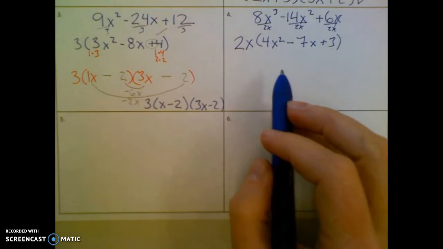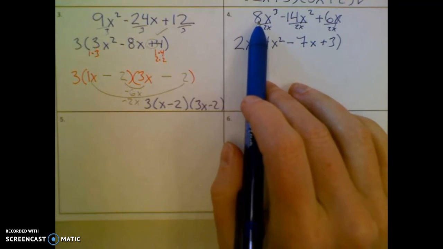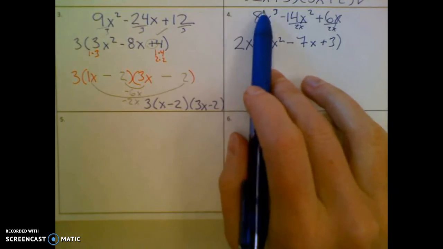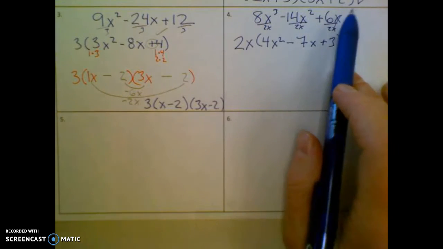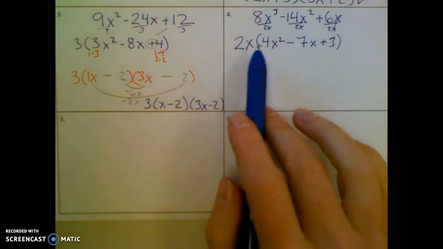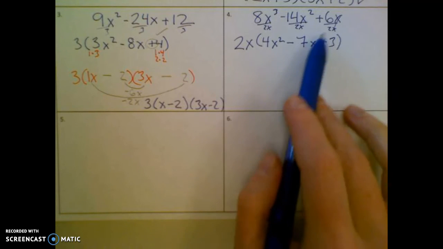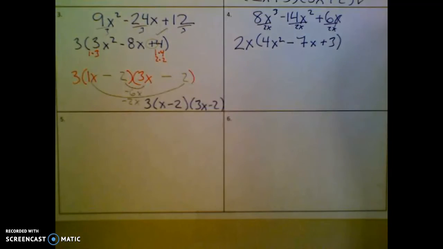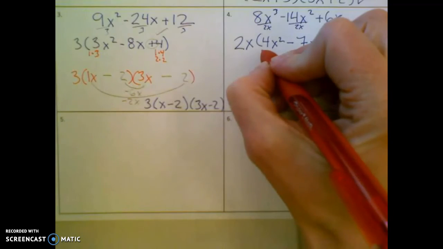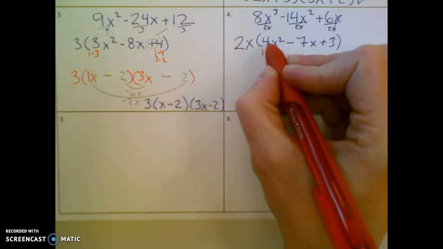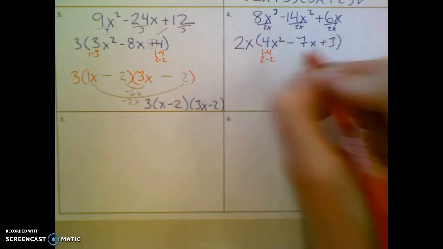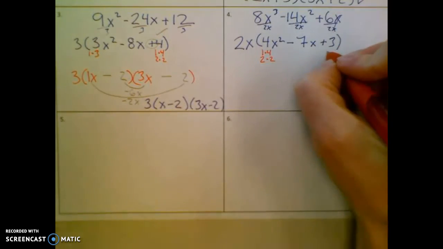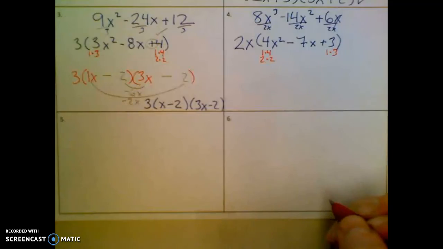So not too bad. 8 would have been terrible to try to factor. I would have had 1 and 8, 2 and 4, 2 and 3, 1 and 6, and I would have had all kinds of stuff. This definitely cleaned up a little bit. This 3 is just 1 times 3, so I did create myself an easier problem. So I'm going to write the factors of my a value, which is 1 and 4 and 2 and 2, and my c value, so 1 and 3.